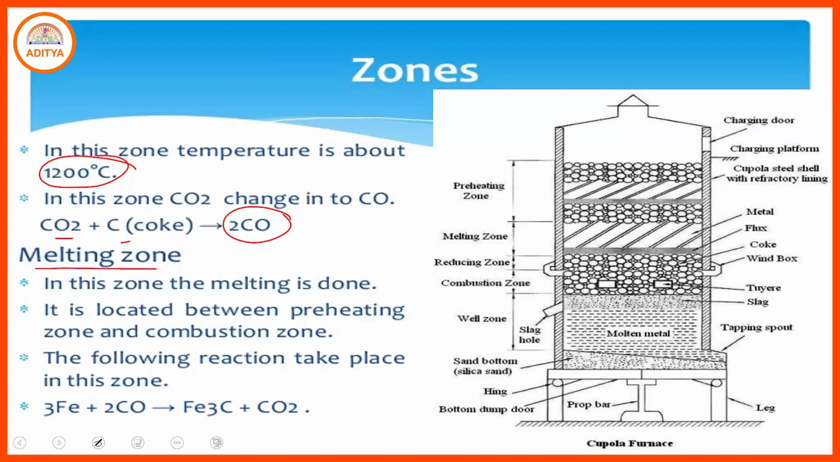Melting zone. The melting zone is the upper part of the reducing zone and the lower part of the preheating zone. That part is the melting zone. In the melting zone the following reaction takes place: ferrous iron plus carbon monoxide react, and Fe3C plus carbon dioxide is formed in the melting zone.